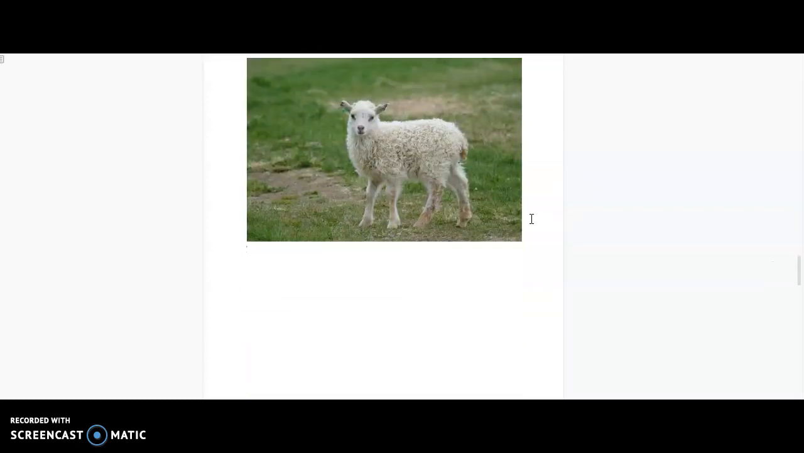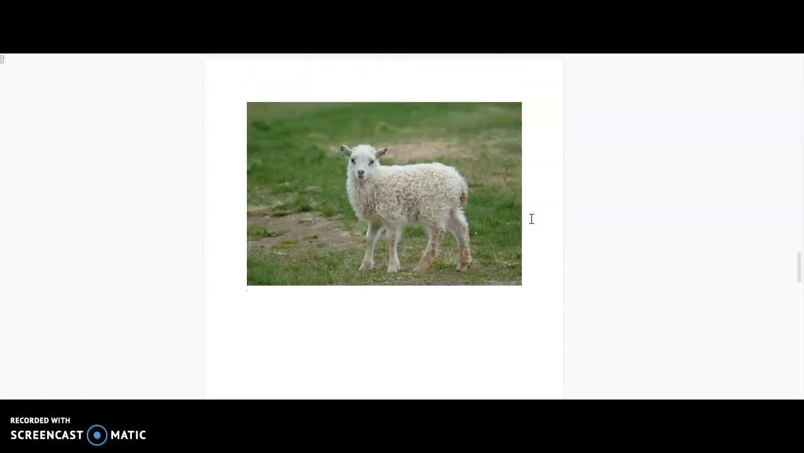Look at this cute little animal. This animal is a picture for the word sheep. Sheep. What's the middle sound in sheep? Yes, the E sound. Good job. Give yourselves a pat on the back.